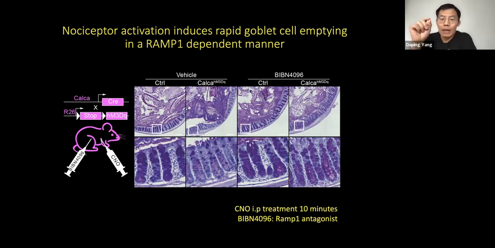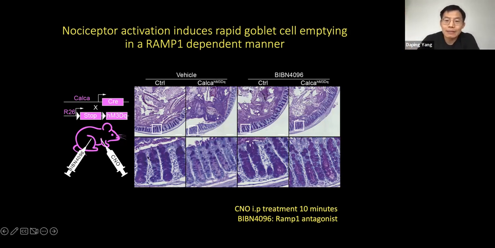Since we observed that neuron activation can induce mucus growth as fast as within 10 minutes, we assume that nociceptor neurons regulate goblet cells by promoting the mucus secretion instead of regulating the mucus synthesis or other processes, since it only happens very fast, like 10 minutes.